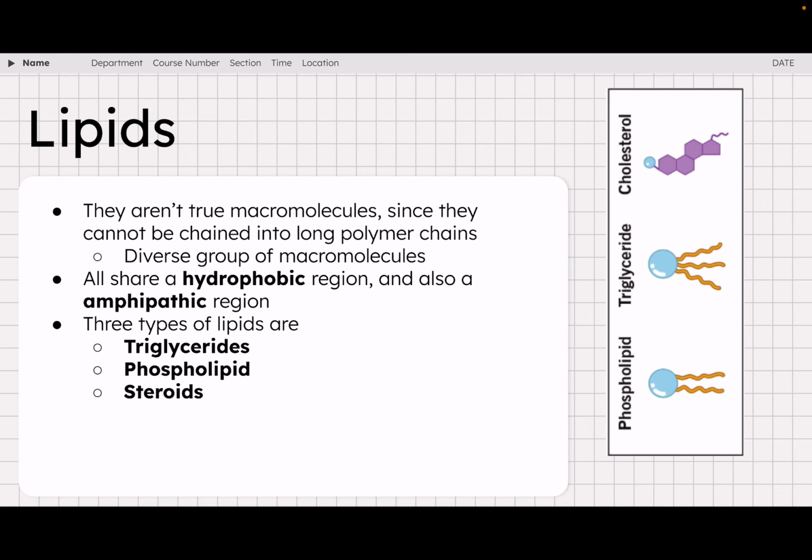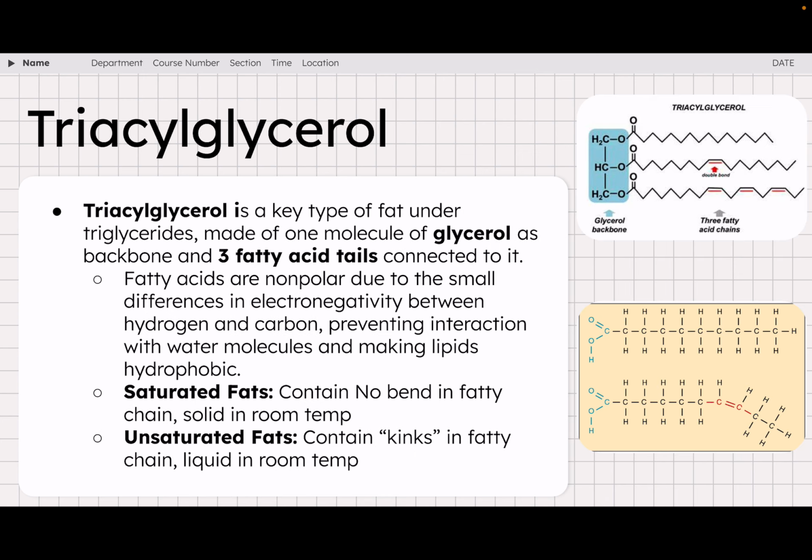Now, the three main types of lipids that we need to worry about are triglycerides, phospholipids, and steroids. Sorry that the image is rotated. I just wanted a bigger picture so you guys could understand. We're now going to go to the next slide and explain these three.